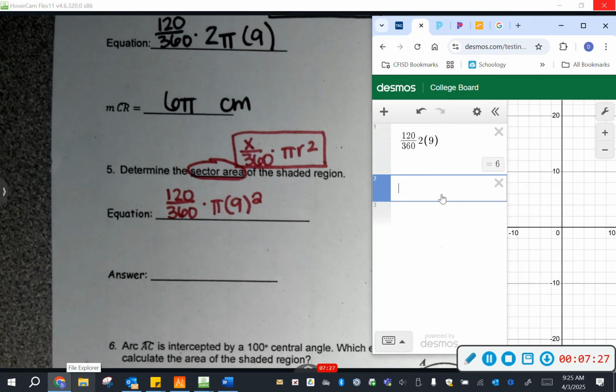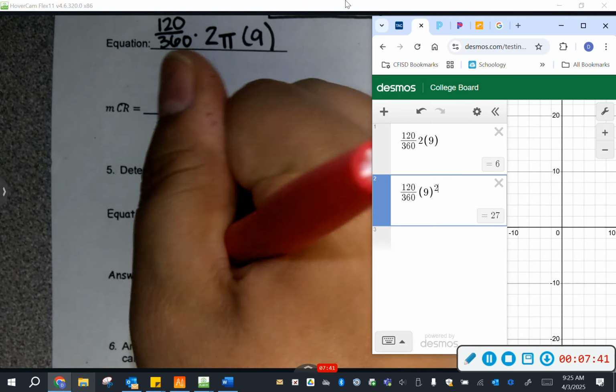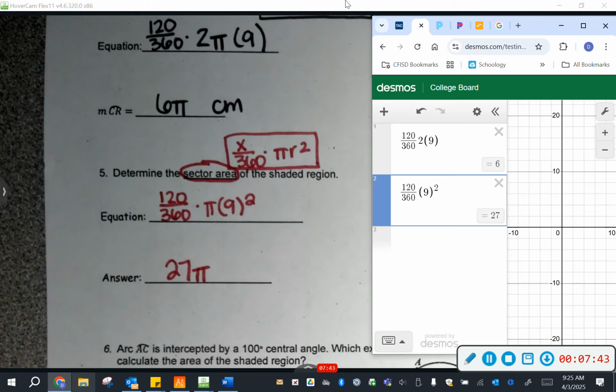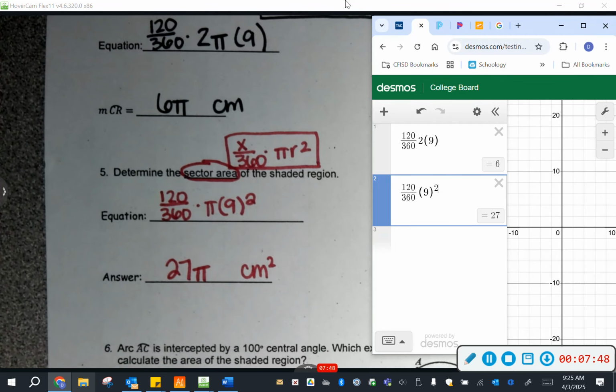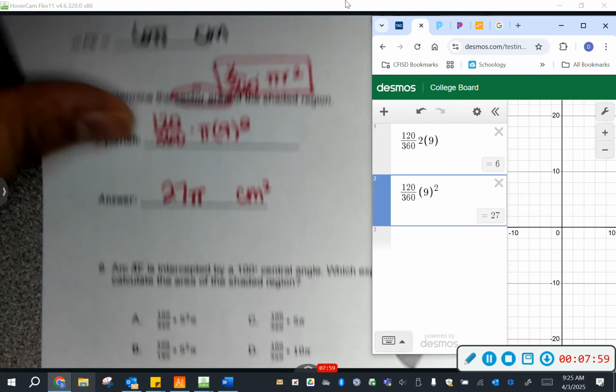And then this time when I plug it in, 120 over 360, I'm not going to put pi. I'm just going to do 9 squared. And what do I get here? 27 pi is my answer. And because this is area, it'll be centimeters squared. Does that make sense?